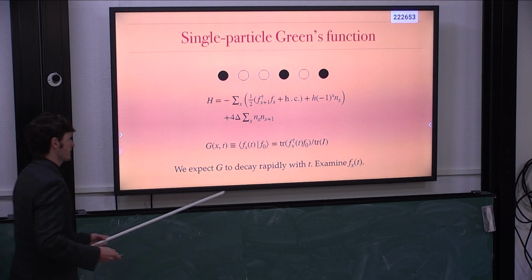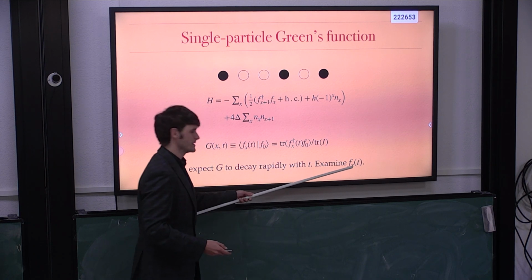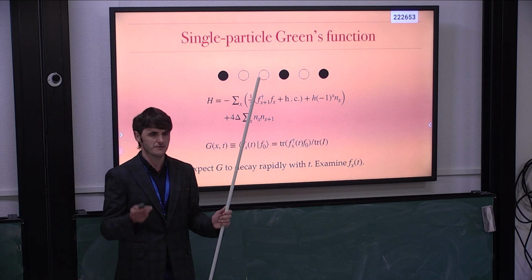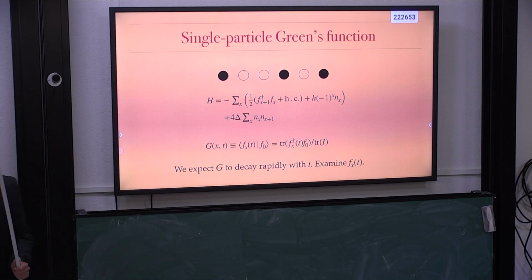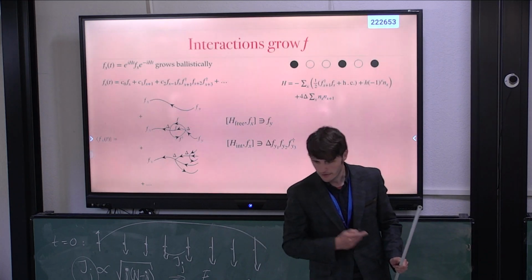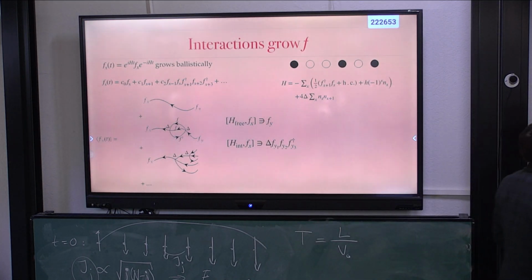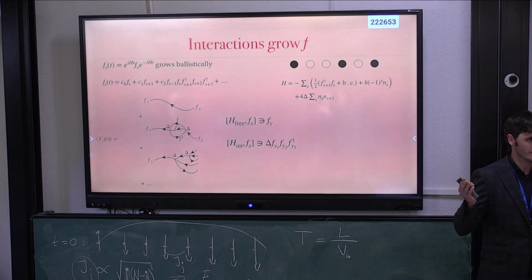Well, the way that we're going to see that, or at least intuit that, is we're going to examine this Heisenberg evolved operator and think a little bit about its structure, okay? So take F at position X, evolve it in the Heisenberg picture under this Hamiltonian, okay? All right, so let's do that. So the model we're looking at. As we evolve an operator in the Heisenberg picture, it grows, right?